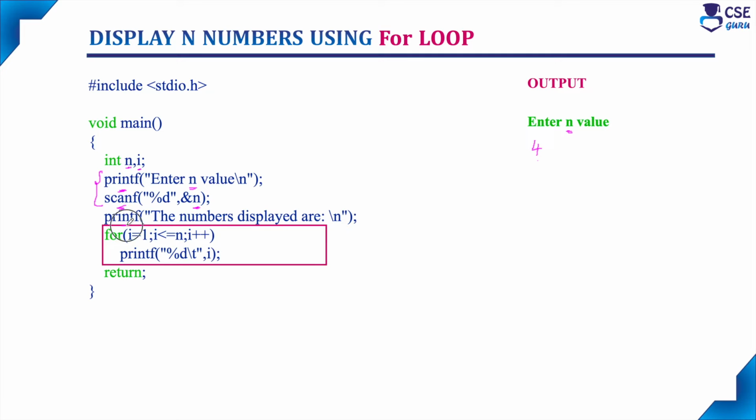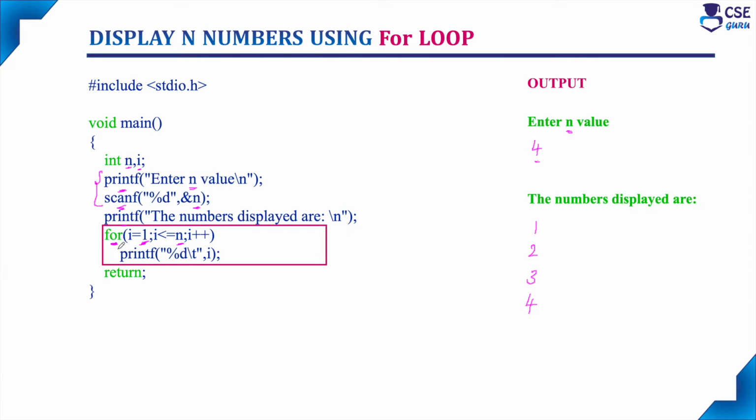Next is the printf statement. Within double quotes, we have typed a message, that is, "the numbers displayed are". And using this for loop, which is the main logic in this program, starting from the initial value 1 up to this n value that the user has given, the program needs to display the numbers in the output screen sequentially. So starting from 1 up to the n value. Here n value is 4, so up to n value, the output will be displayed in the output screen. And this process will be done with the help of this for loop.